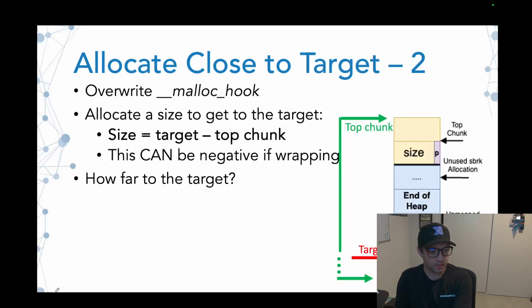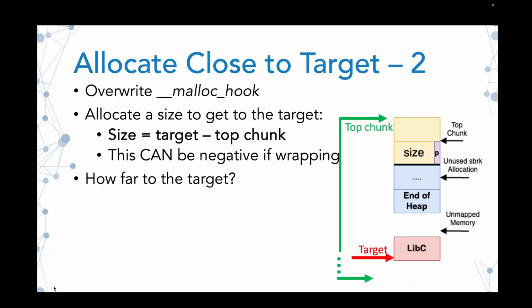So the next step to this is allocate close to the target. In our case, we're going to say we want to overwrite the malloc hook. And when we overwrite the malloc hook, we want to allocate a size very close to the target. The reason we want to go close, we'll talk about in a minute, so just forget that question in your head for right now.